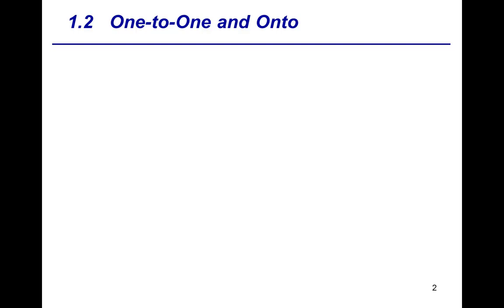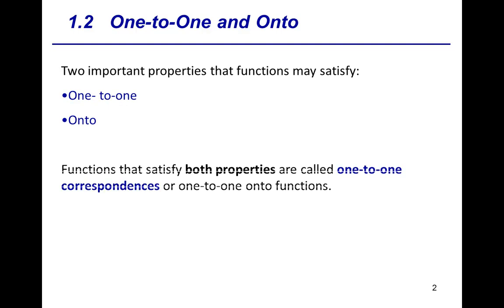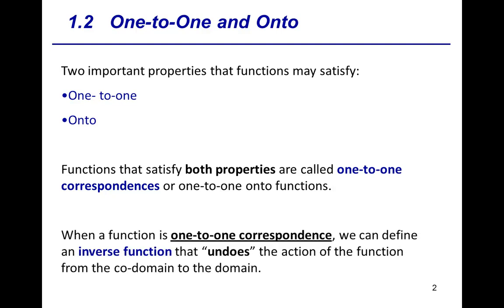If a relation qualifies to be a function, then we can move a step deeper and investigate if the function has properties such as being one-to-one and/or onto. If a function satisfies both properties, then it is called a one-to-one correspondence, or one-to-one onto function. When such a case occurs, then we are able to find the inverse of a function. And this inverse function is able to undo the action of the original function.